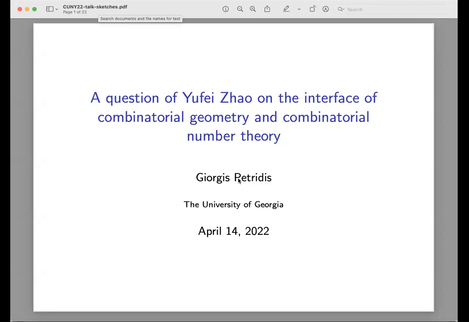It has always been perhaps my favorite number theory seminar: combinatorial number theory, additive number theory. This is what I like. And as much as I can, I always try to present some work that touches on these subjects. Today I will talk about some results that are really on the interface between combinatorial geometry and combinatorial number theory.